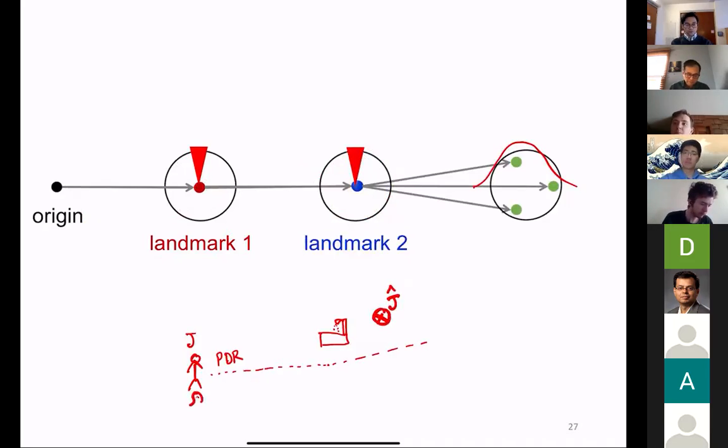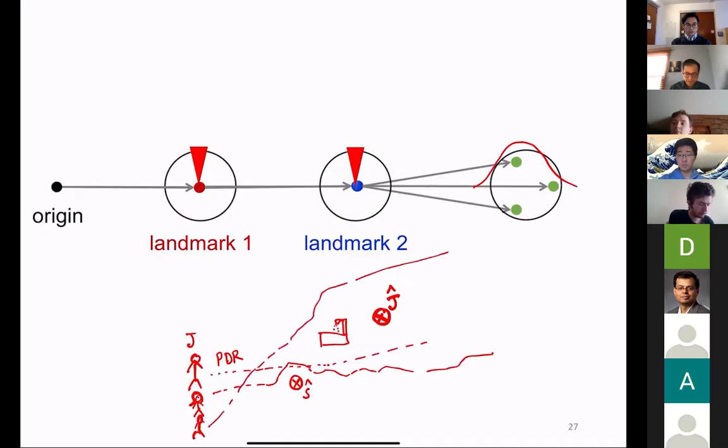Susan walks. Her PDR is pretty bad as well. She estimates it over here. This is Susan's estimate. Another person walks. Let's say that person is Mary. Mary estimates it over here.